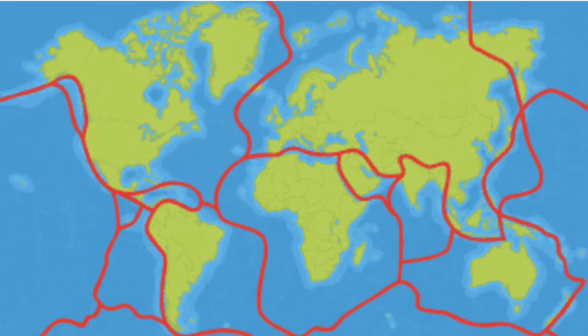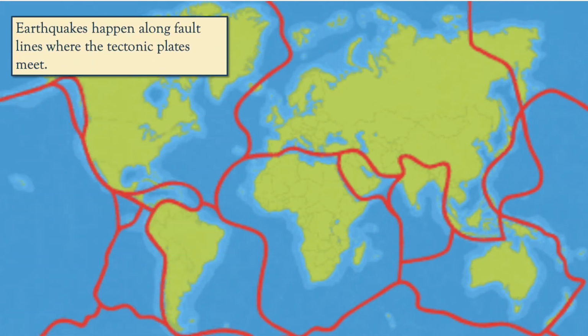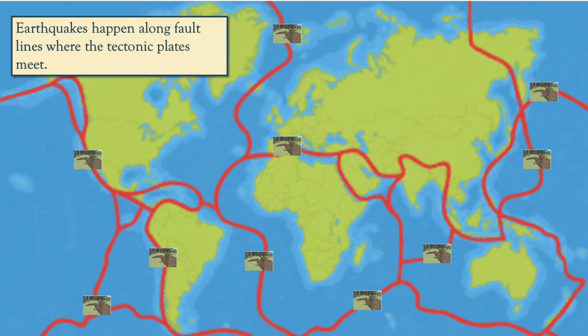So, last week we looked at tectonic plates and tectonic plate movements. Now, earthquakes happen along fault lines. The fault lines are where tectonic plates meet. So all these red lines on the screen are where those big tectonic plates come together. And last week we looked at how these plates moved.